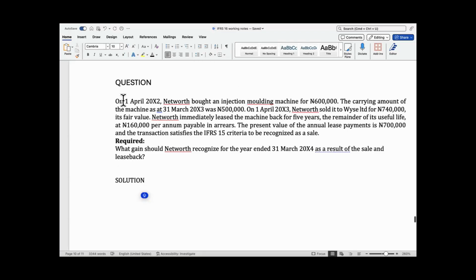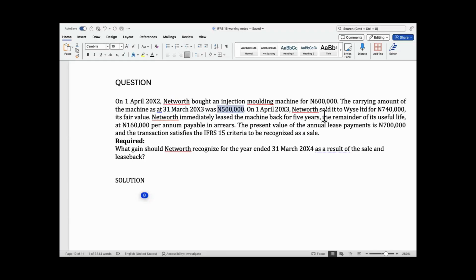So question, it says on 1st April 2002, Networks bought an injection molding machine for 600,000. The carrying amount of the machine as at 31st March 2003 was 500,000. On 1st April 2003, Networks sold it to Wise for 740,000, its fair value. Networks immediately leased the machine back for 5 years.